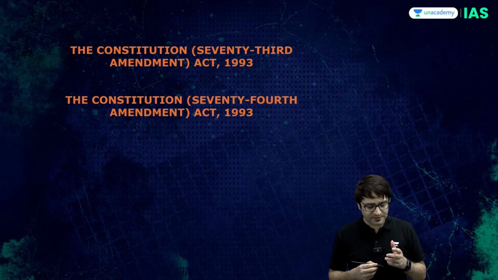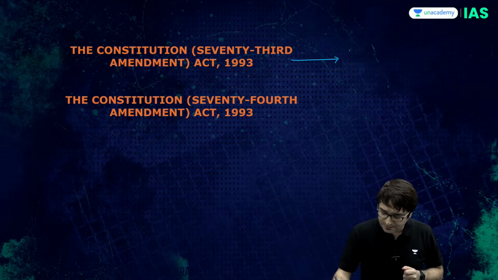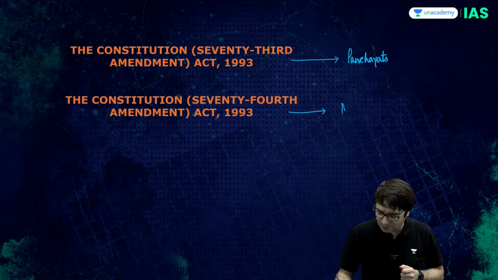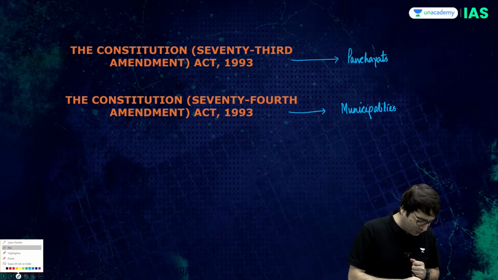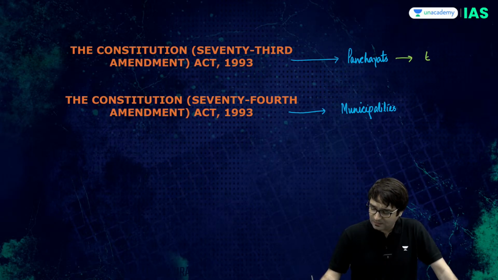Constitution 73rd Amendment and the 74th Amendment. The 73rd Amendment deals with panchayats. The 74th Amendment deals with urban local bodies or municipalities. The 73rd Amendment also created what? The 11th Schedule, which talks about functional items for the panchayats.